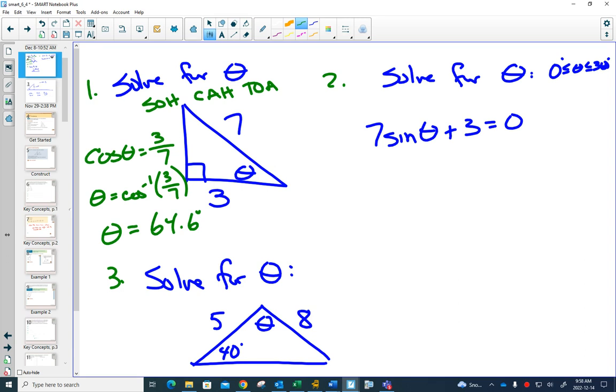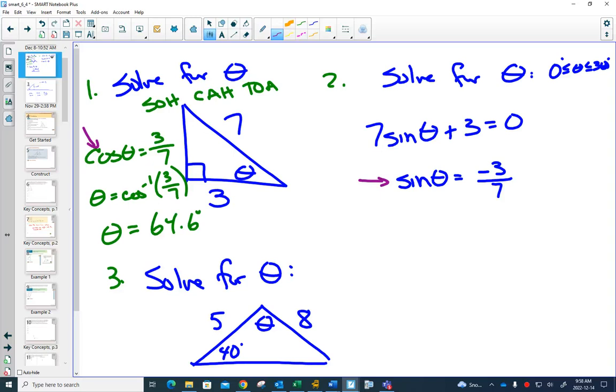Okay? Now, question number 2, we're solving for theta. We've got an equation. We have to do some preliminary work to get sine of theta by itself. So I'll move the 3 over, making negative 3, then divide by 7, and I get sine theta equals negative 3/7. And so what grade 11 is similar to grade 10 is this step right here is very similar to the second step we did in question number 1.